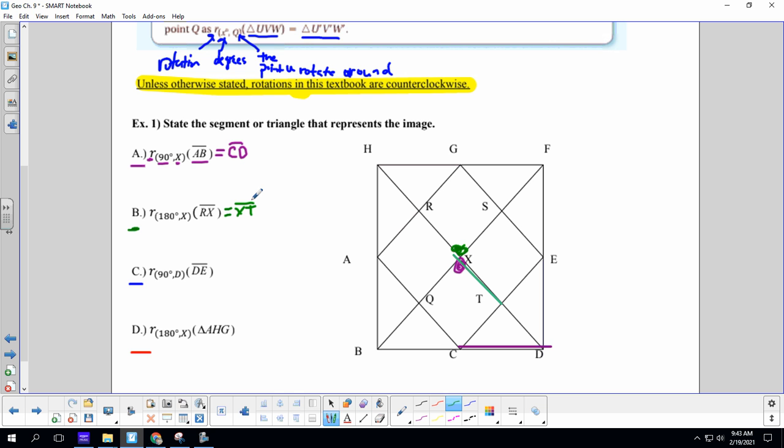The next one we're going to look at is a rotation of 90 degrees around point D of the line DE. So let's find line DE. Oh, there it is. It's going to rotate about point D. So D is going to stay the same. He doesn't move. And we're going to rotate 90 degrees, and then line it back up with D. So instead of DE, we're going to have DC.